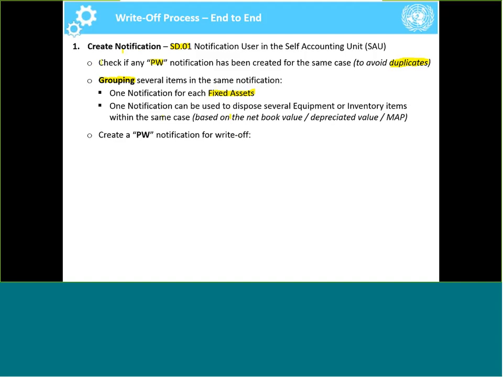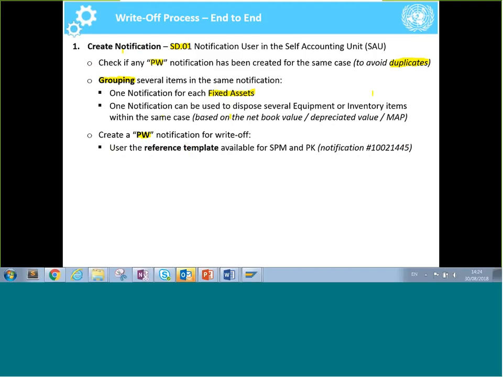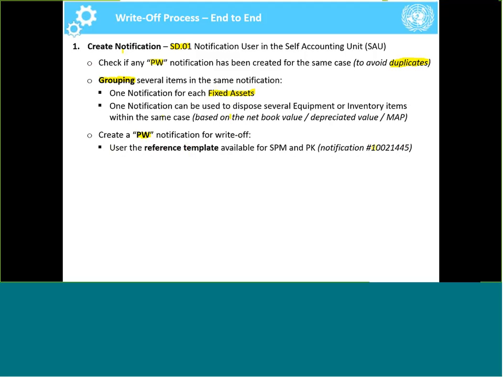When you have completed checking that equipment items have not been included in other notifications, you can create a notification directly in the system. Remember, you need to select PW as the notification type. There is an available reference template to be used in production. In production, you should be using notification template 10021445. That is the template available for all peacekeeping and special political missions.